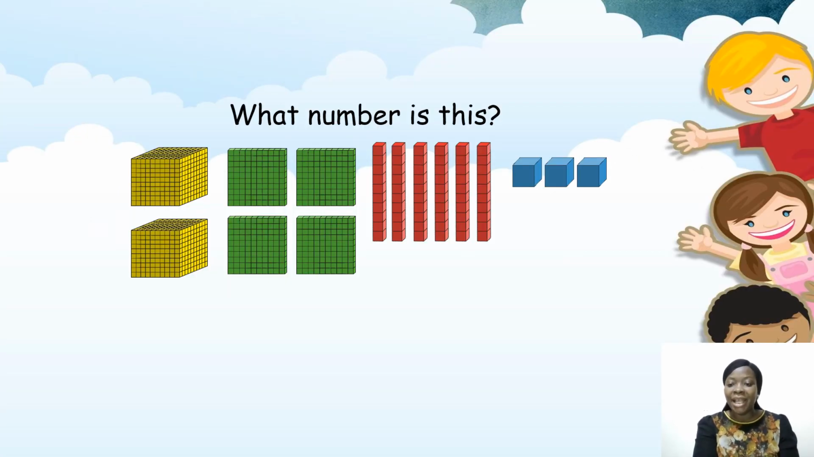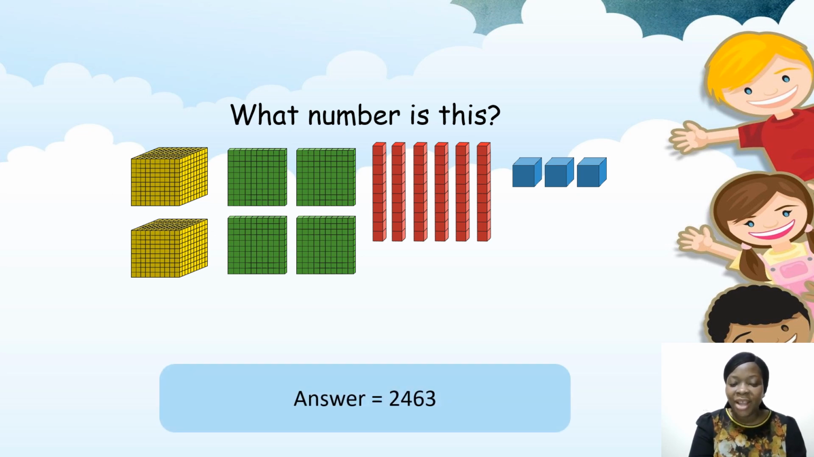Finally, what number is this before we go on to counting up to 10,000? What number is this? Pause the video and have a go. Welcome back. Did you say 2,463? If you did, well done, because we have 2,000 here, 460, and then 3.